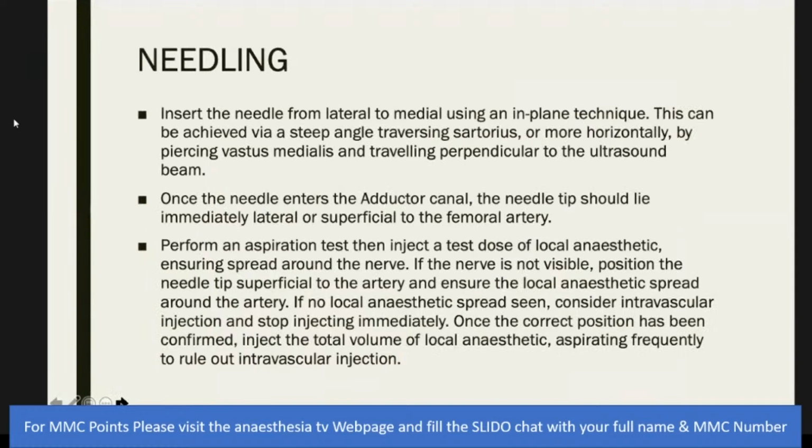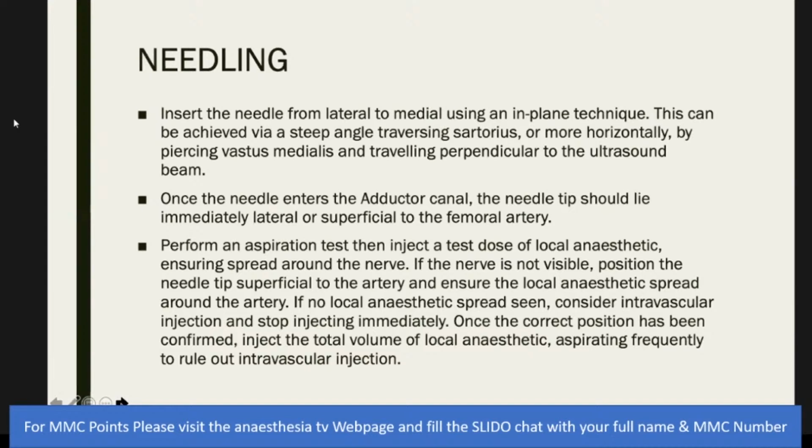Needling. Insert the needle from the lateral to medial side using the in-plane technique. This can be achieved via a steep angle traversing the sartorius, or more horizontally by piercing the vastus medialis and traveling perpendicular to the ultrasound beam. Once the needle enters the adductor canal, the needle tip should lie immediately lateral or superficial to the femoral artery. Perform an aspiration test, then inject the test dose of local anesthetic.